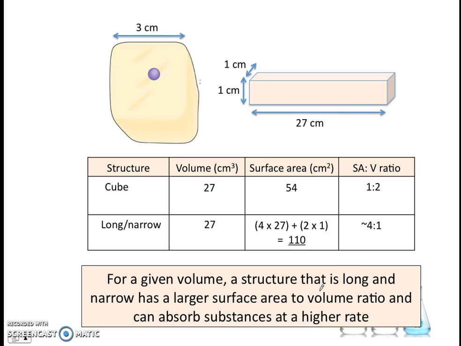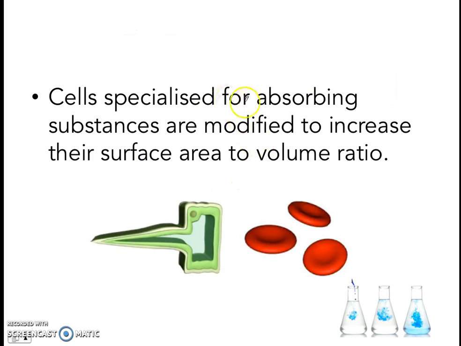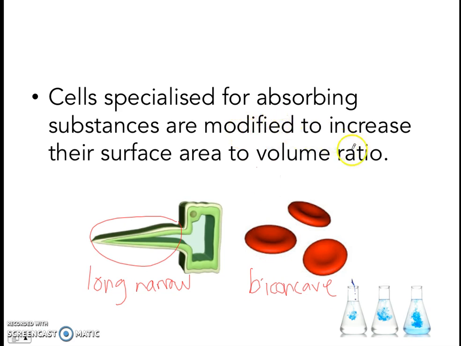So that is why cells that are specialized for absorbing substances, like your root hair cell, especially the root hair, and your red blood cells, are usually modified to increase their surface area to volume ratio. So they tend to be long and narrow, like this long and narrow root hair. And for red blood cells, they have the biconcave shape. Both of these to increase their surface area to volume ratio so that they can absorb substances at a higher rate.